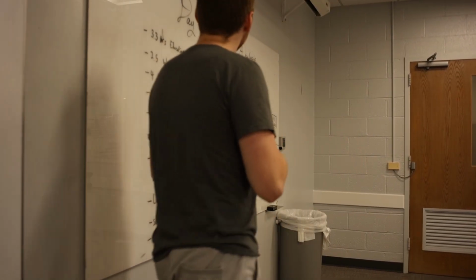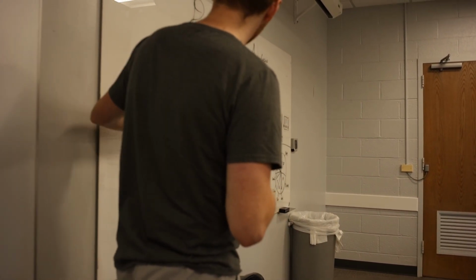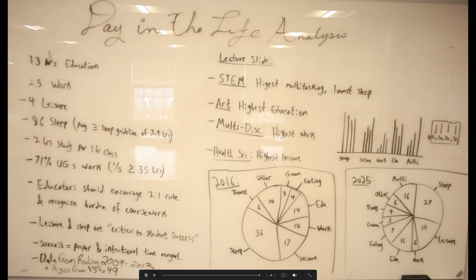So for day in the life, first we started with just getting all of the data points. That's this first part, from the slides or the readings. Also in the reading is that 71% of undergraduates work, with 1 in 5 working at least 35 hours on average per week. Then some of the key takeaways from the reading were that educators should encourage the 2-to-1 rule, which is hours of study compared to hours in class, and also recognize the burden of coursework on students and attempt to create some resources to help students out with that.